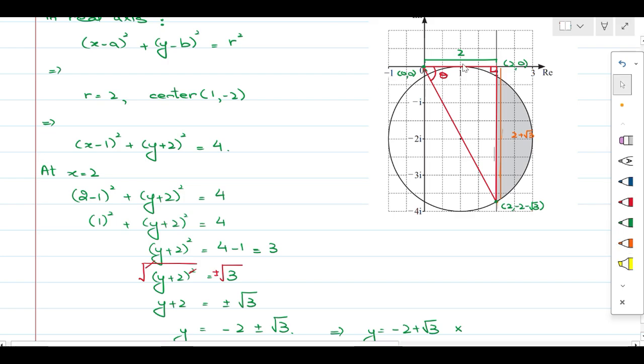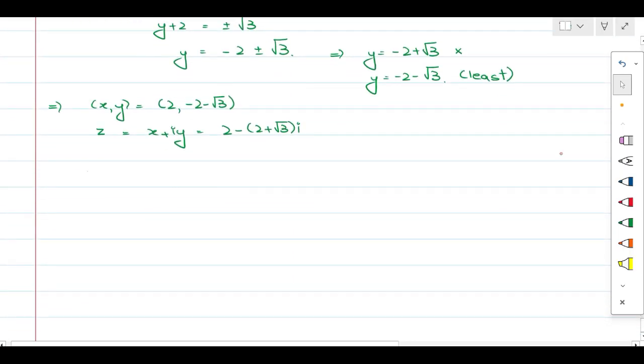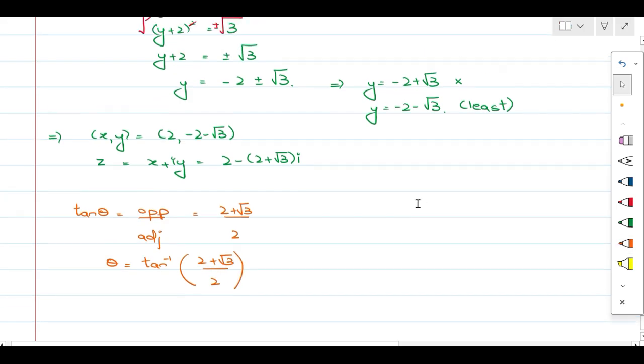Okay, now we can use a ratio, the ratio of tangent. So tangent theta is opposite over adjacent, sorry. The opposite side is 2 plus square root of 3 and the adjacent side is 2. So to solve for theta, we can do tangent inverse of (2 plus square root of 3) divided by 2. You can do the angle in degrees or in radians. This is up to you.